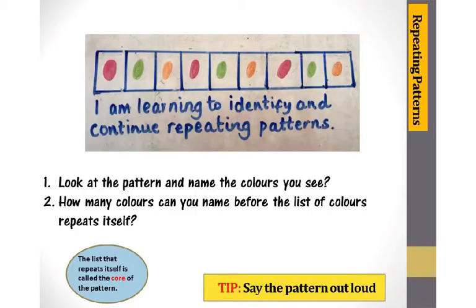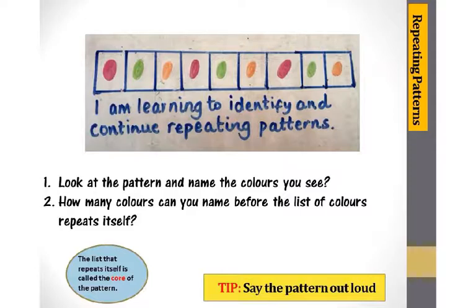We are going to look at what we've just done in the previous slide in a little bit more detail. So let's look at my not so clean whiteboard. So you will see our learning objective is written down on the whiteboard. I am learning to identify and continue repeating patterns. So again, the first step is to look at the pattern and name the colours you see. So in your head, I want you to name the colours you see. So you can pause this slide.